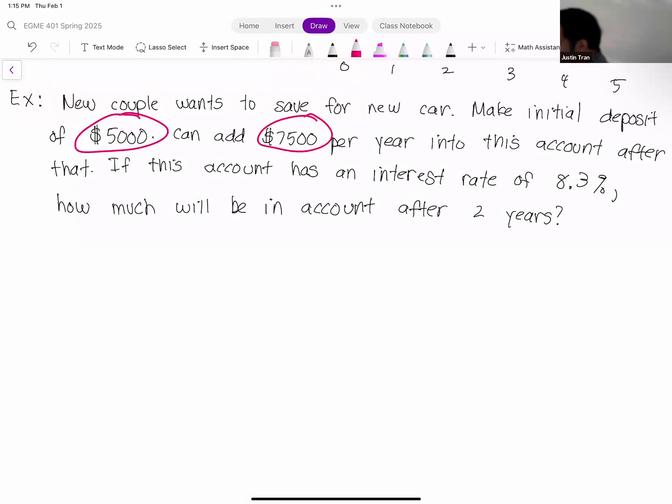And so first here we see that we make an initial deposit of $5,000. So we know that $5,000 is our initial deposit. So this is something that's present in year 0 or time period 0. So this is a present sum. That's money that the couple has on hand right now, right? So we can call that a P.